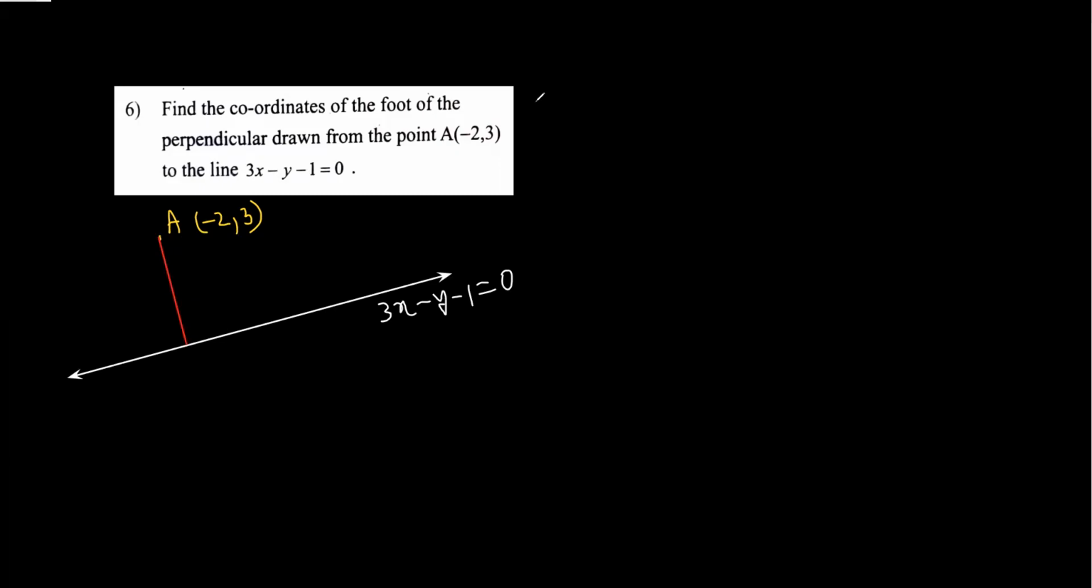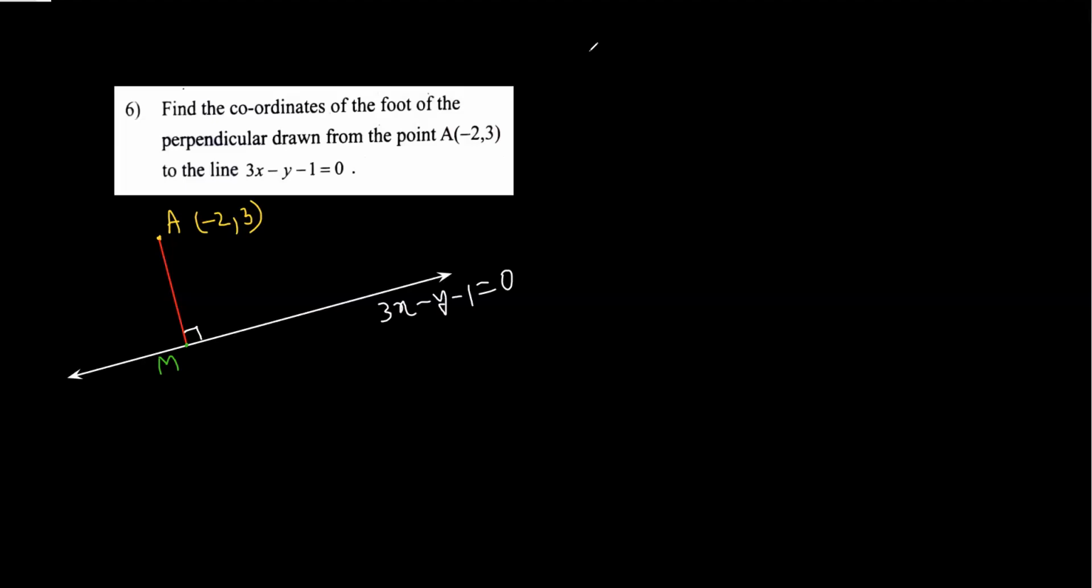Now, when you draw the perpendicular from the point to the line, you get the foot of perpendicular. See, this is foot of perpendicular. This is M. We have to get the coordinates of this foot of perpendicular, the coordinates of this point M. Remember that this AM is perpendicular. Okay. So see, how do I get it?